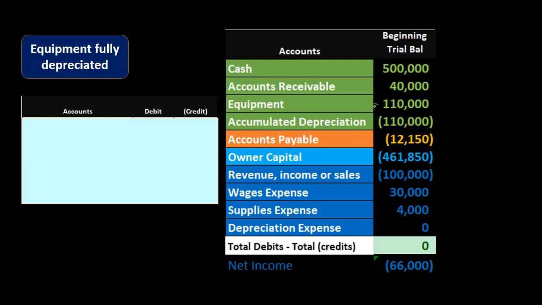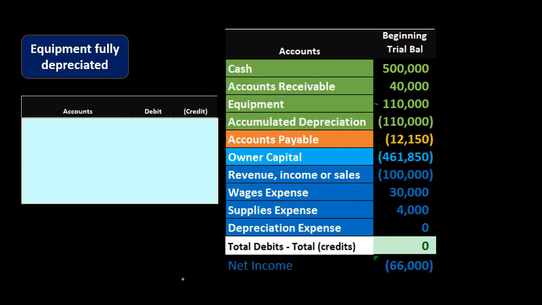So let's say that we only have one asset here, one equipment worth 110, so we can see exactly what happens in the context of debits and credits, in the context of seeing everything else that would be involved, seeing that we're in balance, meaning the debits that are positive numbers minus the credits that are negative numbers add up to a zero balance. Net income is the 100,000 sales or revenue minus the 30 minus the 4,000 for the 66,000.